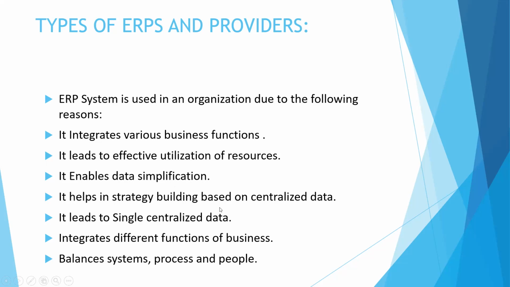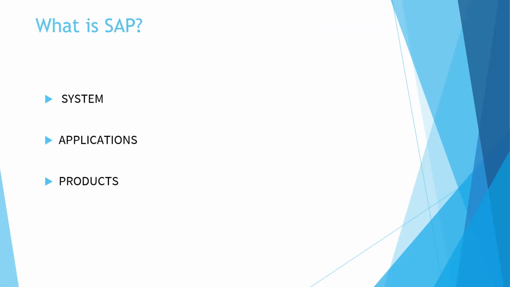It helps in strategy building based on centralized data, and it leads to a single centralized system. As I said, all modules are integrated and everything is available at one place. It integrates different functions of the business. As I said, sales, finance, and so on. Functions will be integrated, so it balances systems, process and people. These are basically what we are going to do by using ERP software.